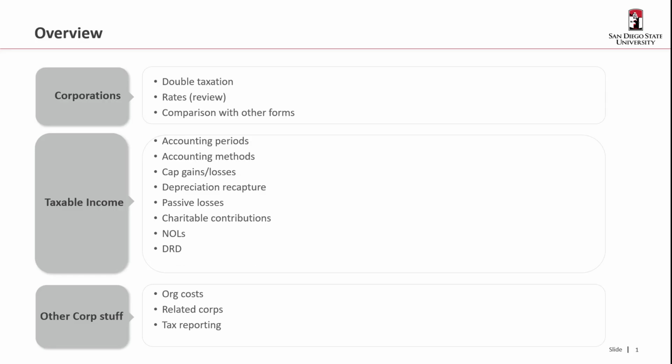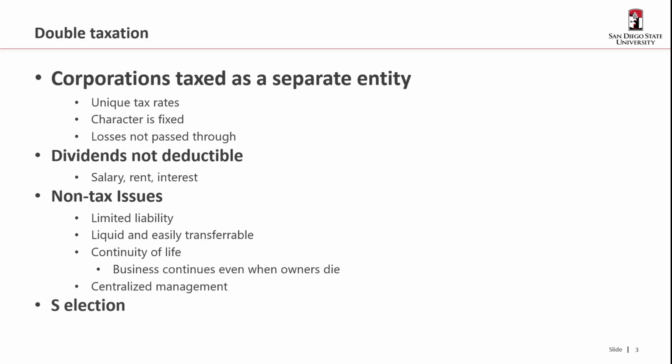So we're going to talk about corporations in general and the double taxation, their rates, and we'll compare them to some of the other business entity forms. We'll talk about how to calculate taxable income, some of the things that are unique to corporations, and we'll talk about a couple of other corporate things to make sure we've covered that territory. Okay, so let's talk about corporations in general.